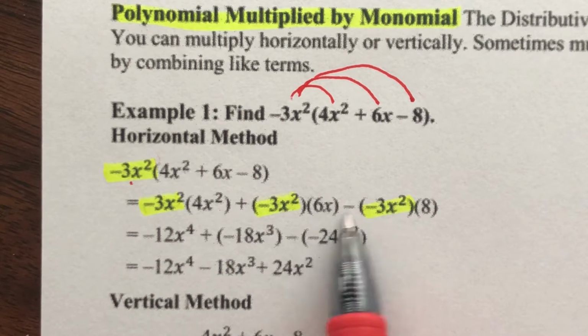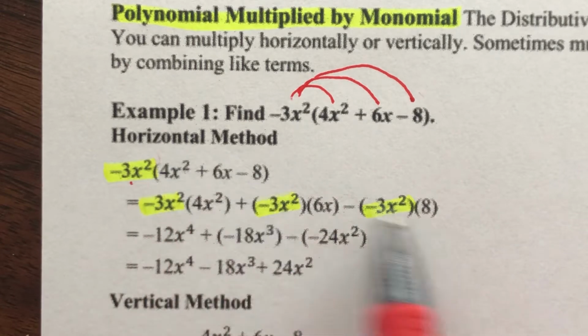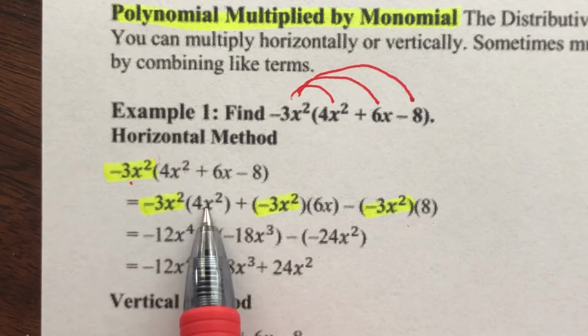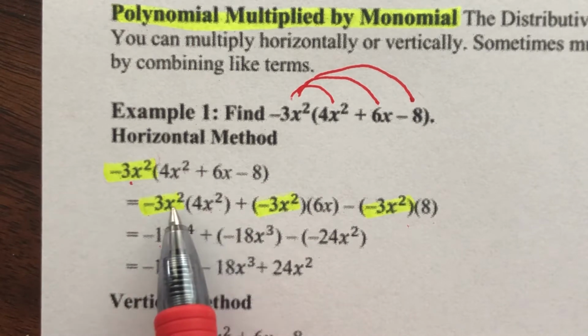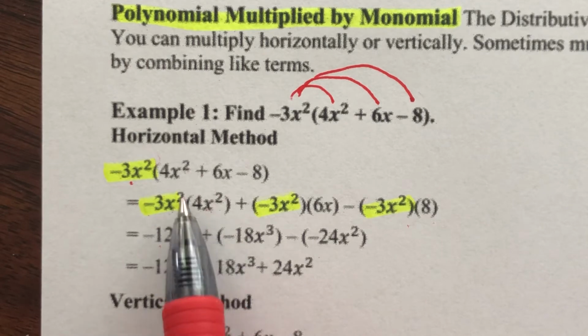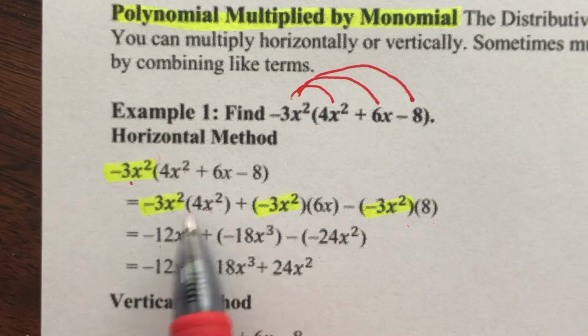Here they put the minus sign outside. So they kept the minus sign here and they said negative 3x squared times 8. Okay, then we can simplify. So negative 3 times 4 is negative 12. X squared times x squared, when you multiply bases, you add exponents. So 2 plus 2 is 4. That's x to the 4th. Okay, so that's that. This whole term becomes this guy.